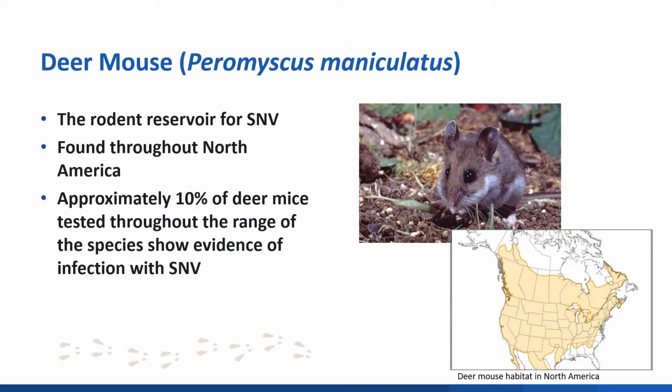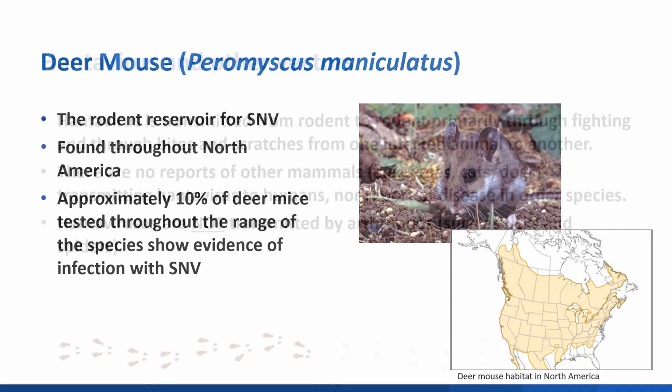The deer mouse, pictured here, is the primary rodent reservoir for Sin Nombre virus. It's distinguishable by having a tawny brown upper body and white underneath, on its belly, and on the underside of its tail. On the right is a map depicting the deer mouse habitat in North America. A nationwide study found that approximately 10% of deer mice tested throughout the range of the species showed evidence of infection with Sin Nombre virus.